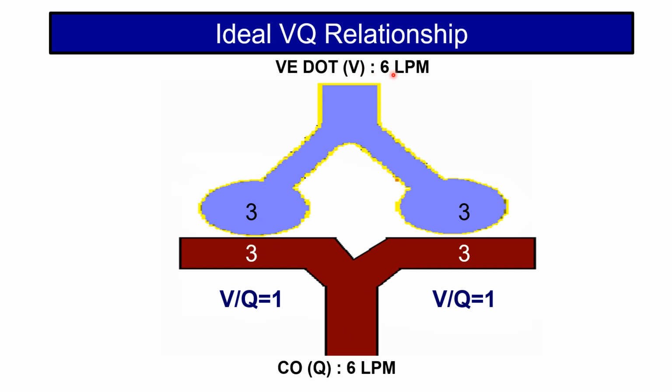If the minute ventilation is 6 liters, 3 liters will go to the right and 3 liters will go to the left. If the cardiac output is 6 liters, 3 liters will go to the right and 3 liters will go to the left branch of the pulmonary artery. If we compute for the ventilation over perfusion, V/Q, 3 over 3 is equal to 1. And V/Q of 1 is known as your ideal V/Q. That is the V/Q relationship wherein there's optimal gas exchange.